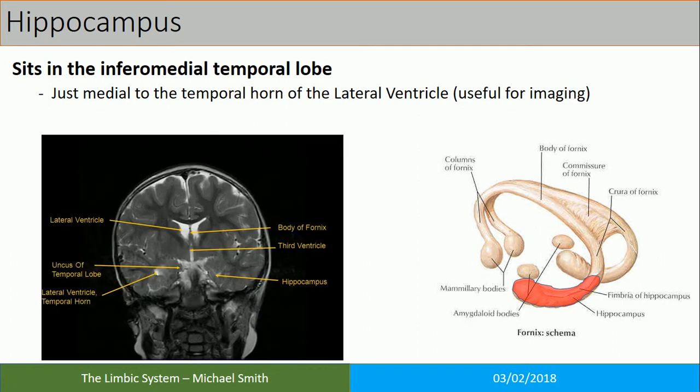So on this image, we can see the lateral horn of our lateral ventricle's temporal horn, just here, and just medial to this, we have our hippocampus. Now, during Alzheimer's, the hippocampus begins to atrophy, and using these lateral ventricles can help us to identify where the hippocampus should be to tell whether or not there's been atrophy in this area.